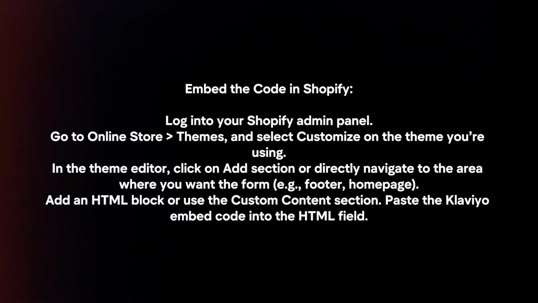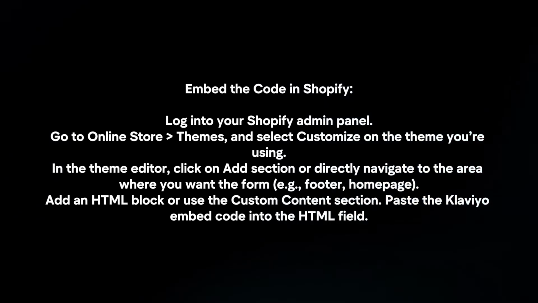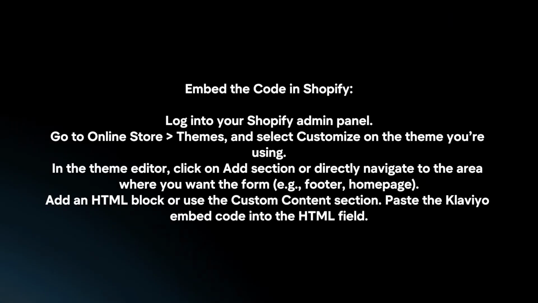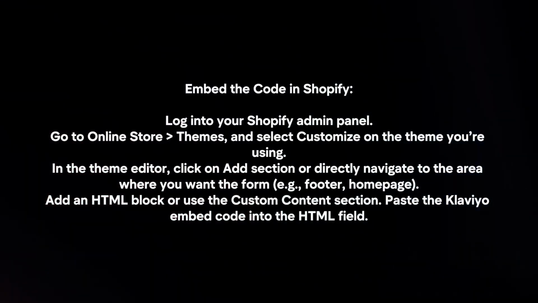Embed the code in Shopify. Log into your Shopify admin panel. Go to Online Store, Themes, and select Customize on the theme you're using. In the theme editor, click on Add Section or directly navigate to the area where you want the form.